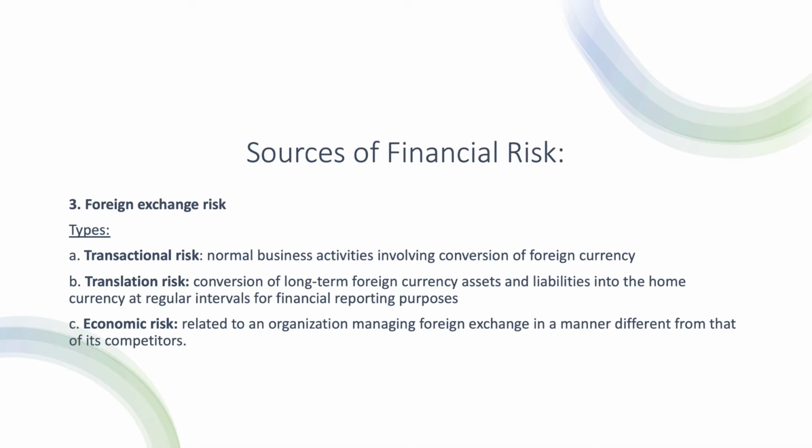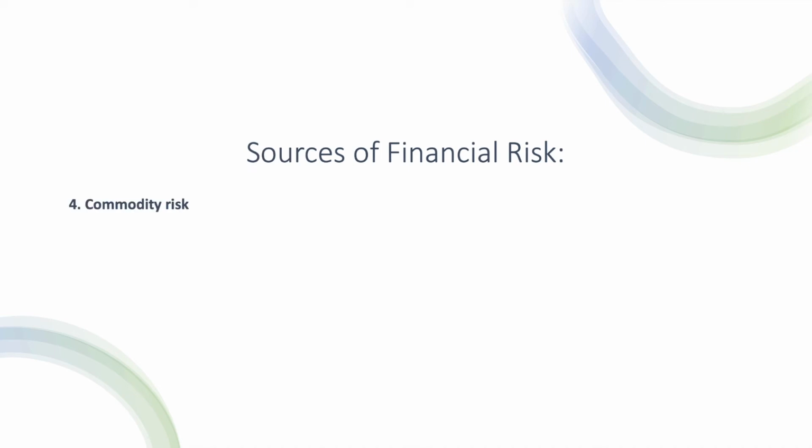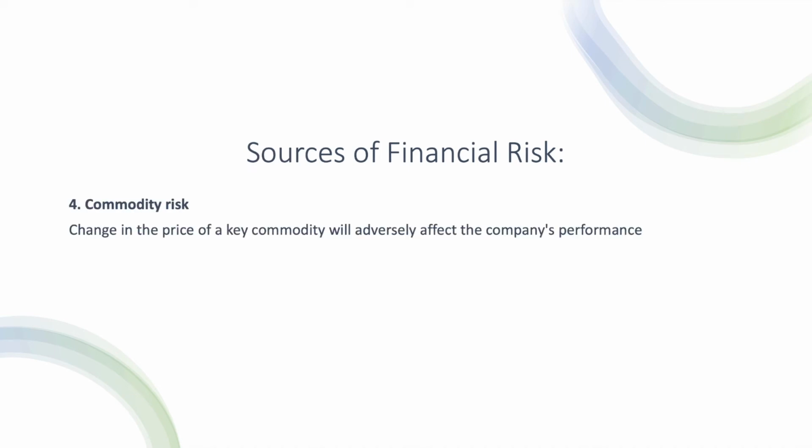Now we are heading to the fourth type, commodity risk. As the name says, a change in the price of a key commodity will adversely affect the company's performance. Let's suppose an organization uses a part A, and that is the key commodity used to produce its products. If that price increases or decreases, it can adversely, or even positively, affect the company's performance. Definitely, that's commodity risk.